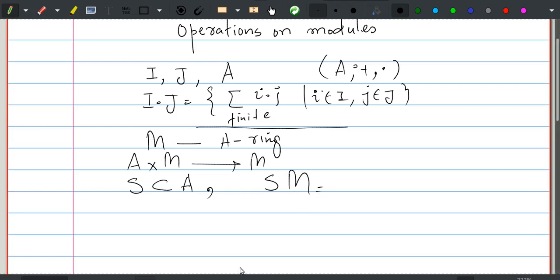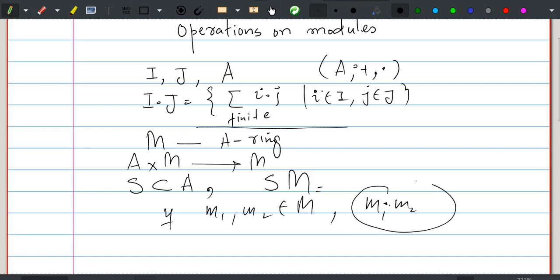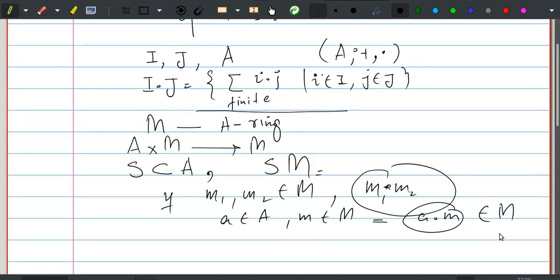Now if we have m1 and m2 in M, then the product m1 m2 won't make any sense because we don't have the internal multiplication in modules. However, if a is an element of A and m is an element of M, then the element am makes sense. This element is also an element of M. So it is natural to ask, can we give this set SM some structure?